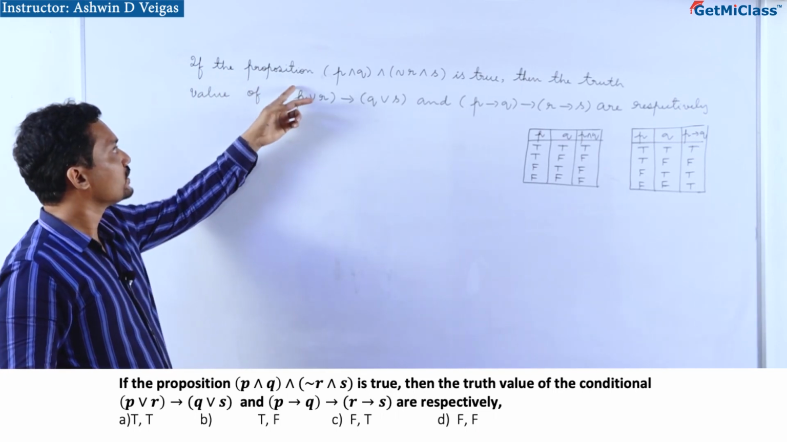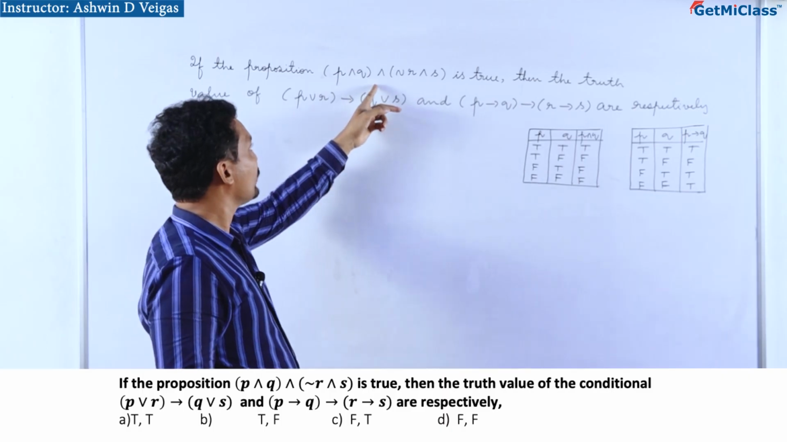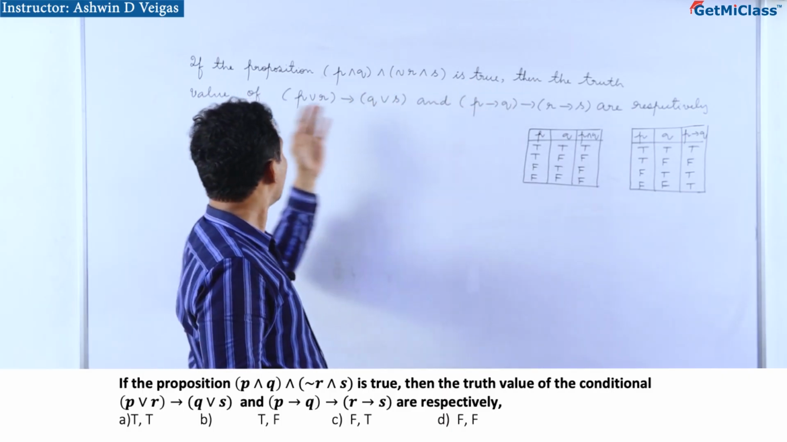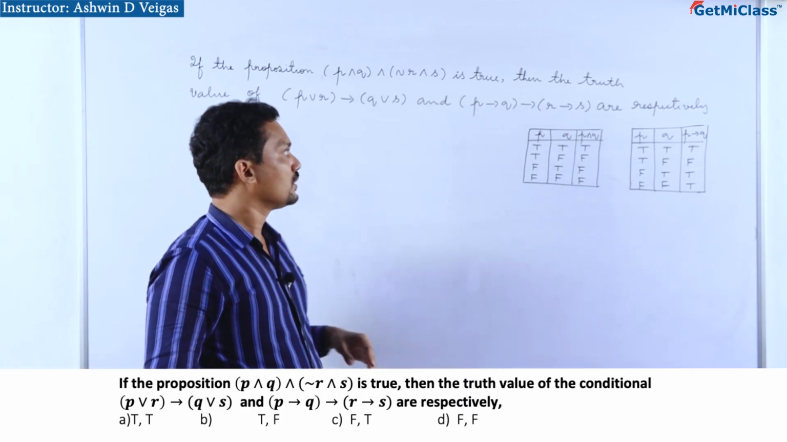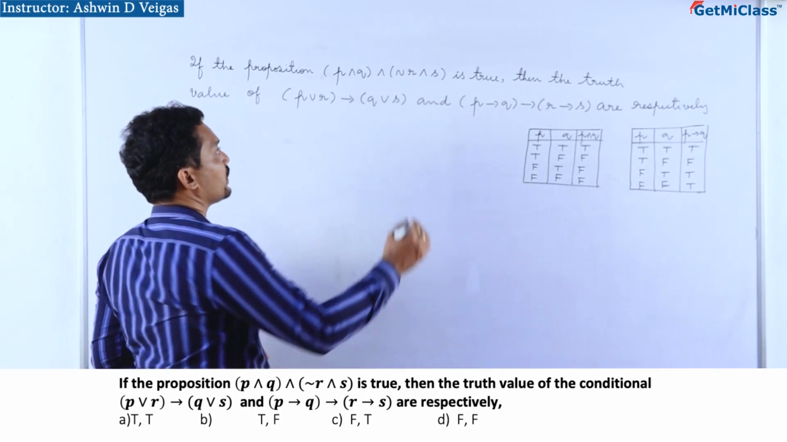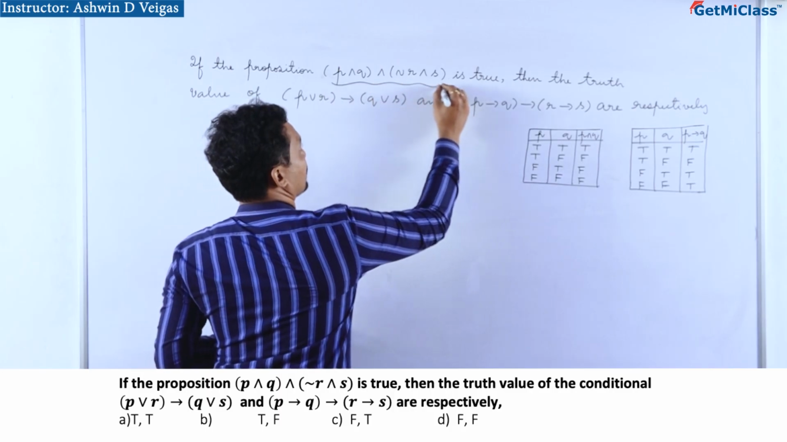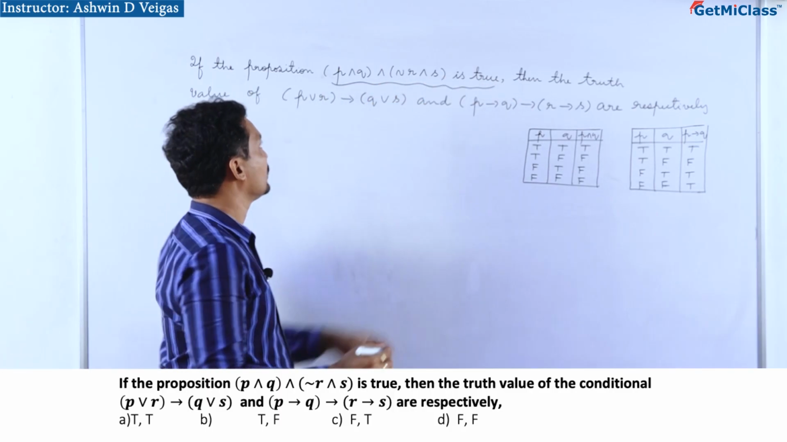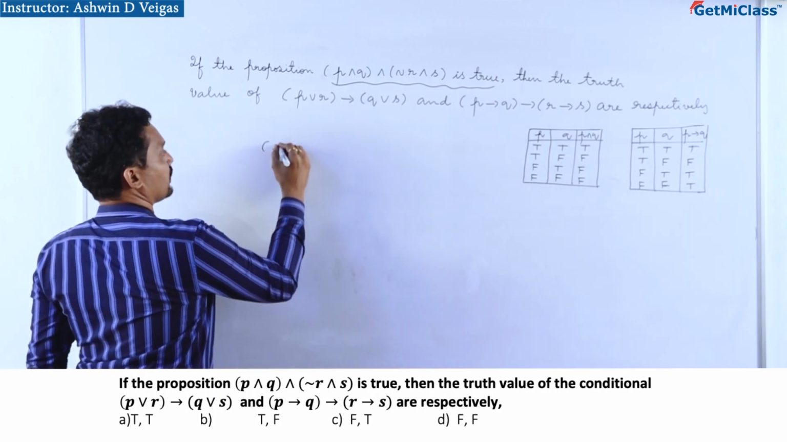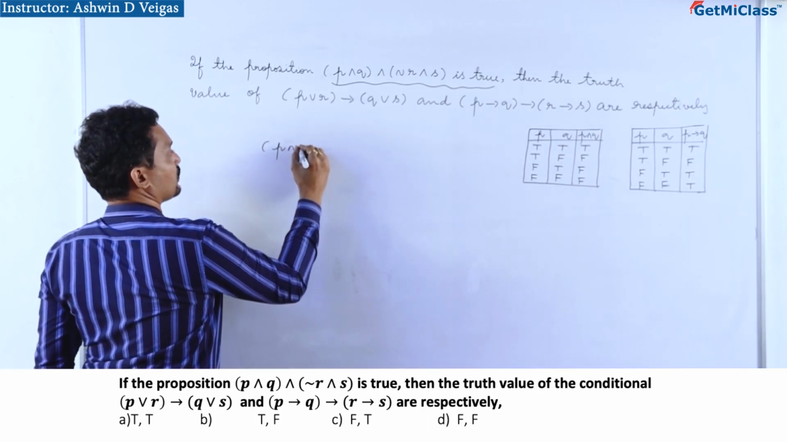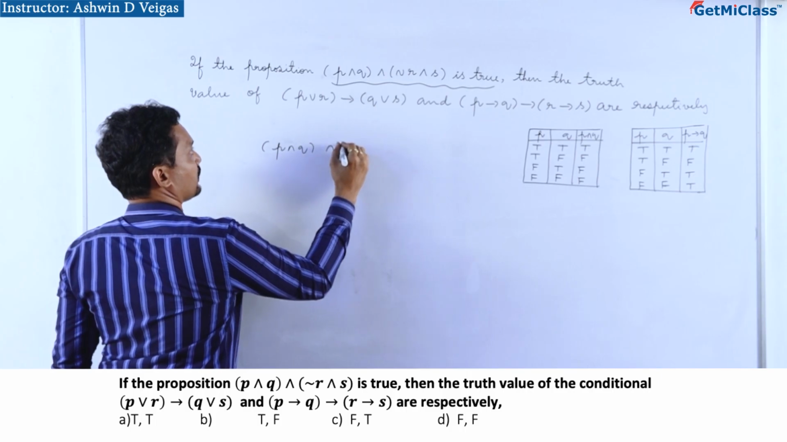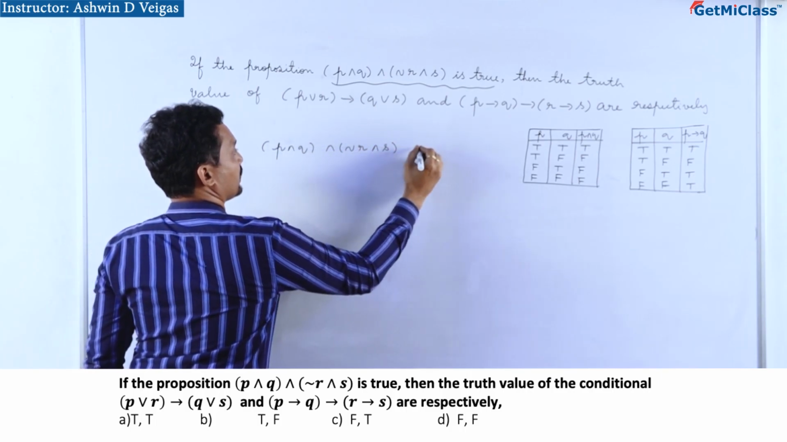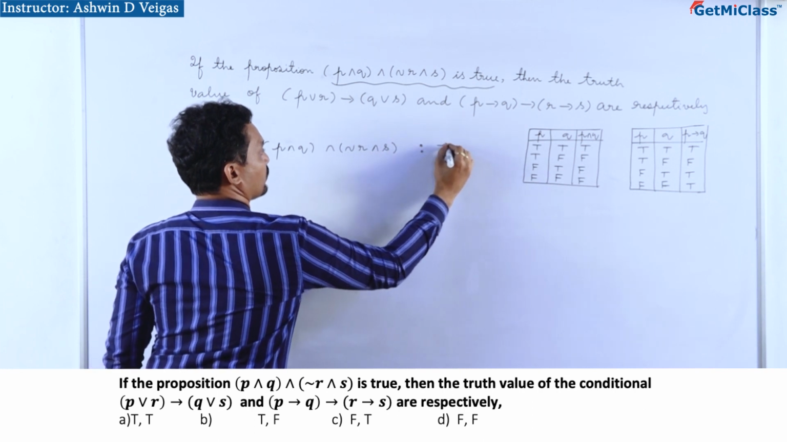Okay, if the proposition (P and Q) and (negation R and S) is true, then what is the truth value of these two? First, we have to analyze this, because this is the data. It is given that this is true. So they have said that (P and Q) and (negation R and S) is true.